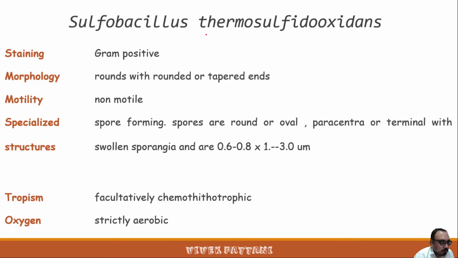Now the next bacteria is Sulfobacillus thermosulfidooxidans, which is a gram positive bacteria. This group includes mixed bacteria. Morphology, they are rods with rounded or tapered ends. Motility, they are not motile. Sporiform, spores are round or oval, paracentral or terminal with swollen sporangia. They are facultatively chemolithotrophic.